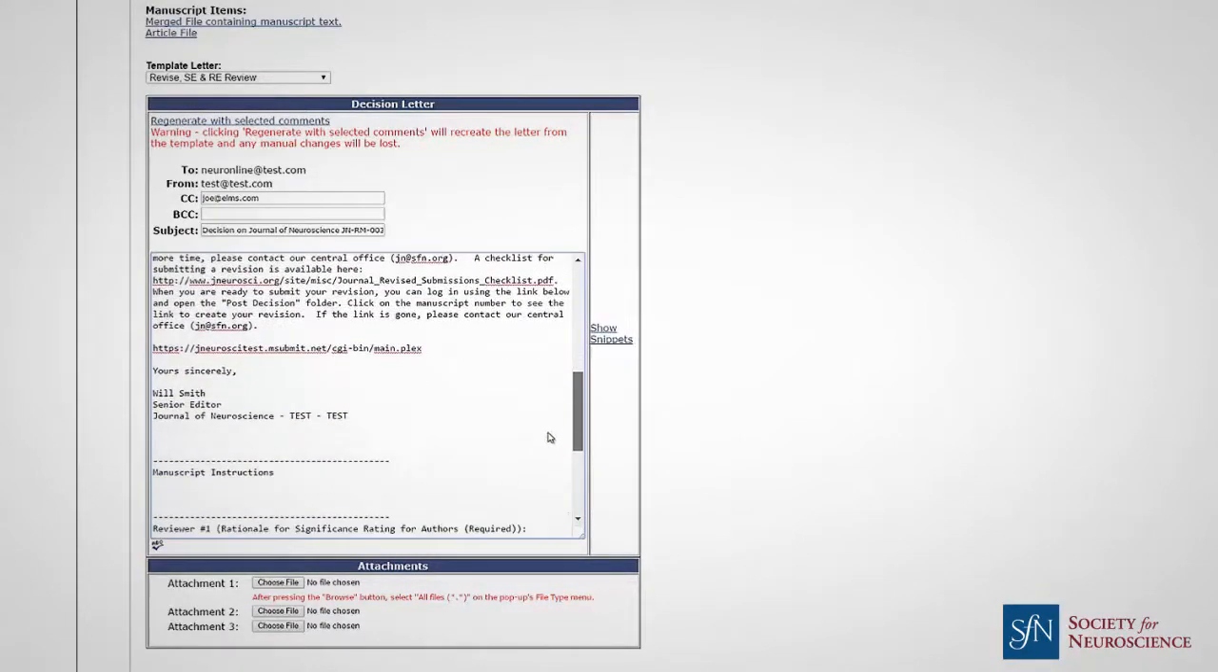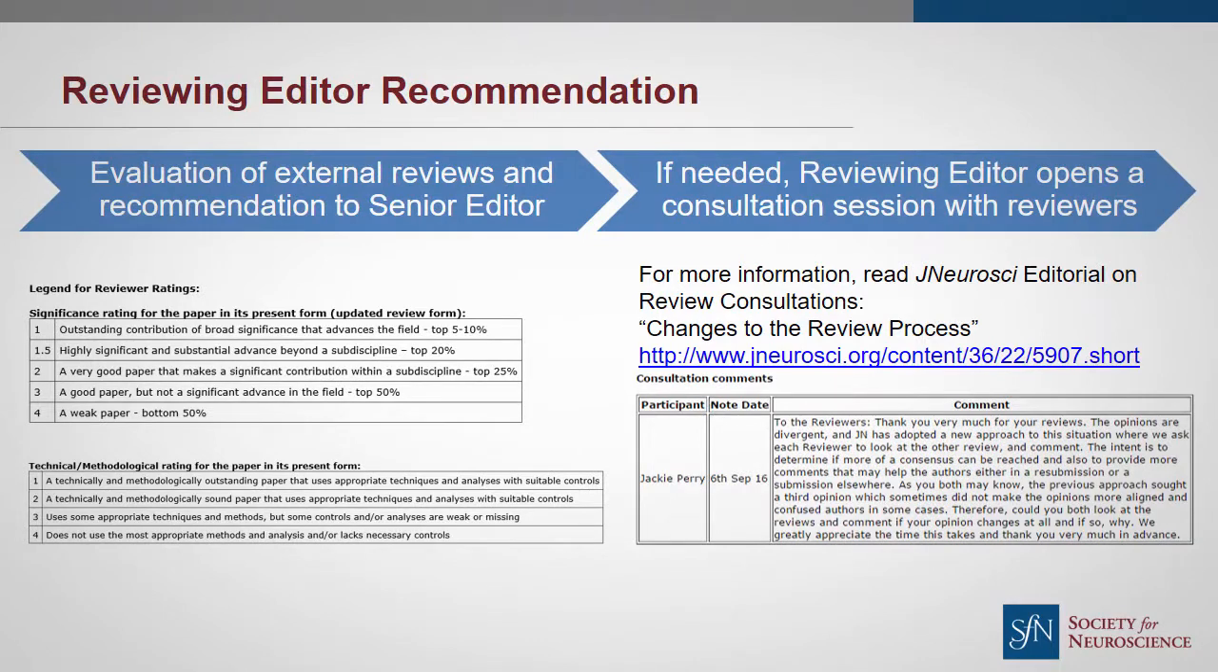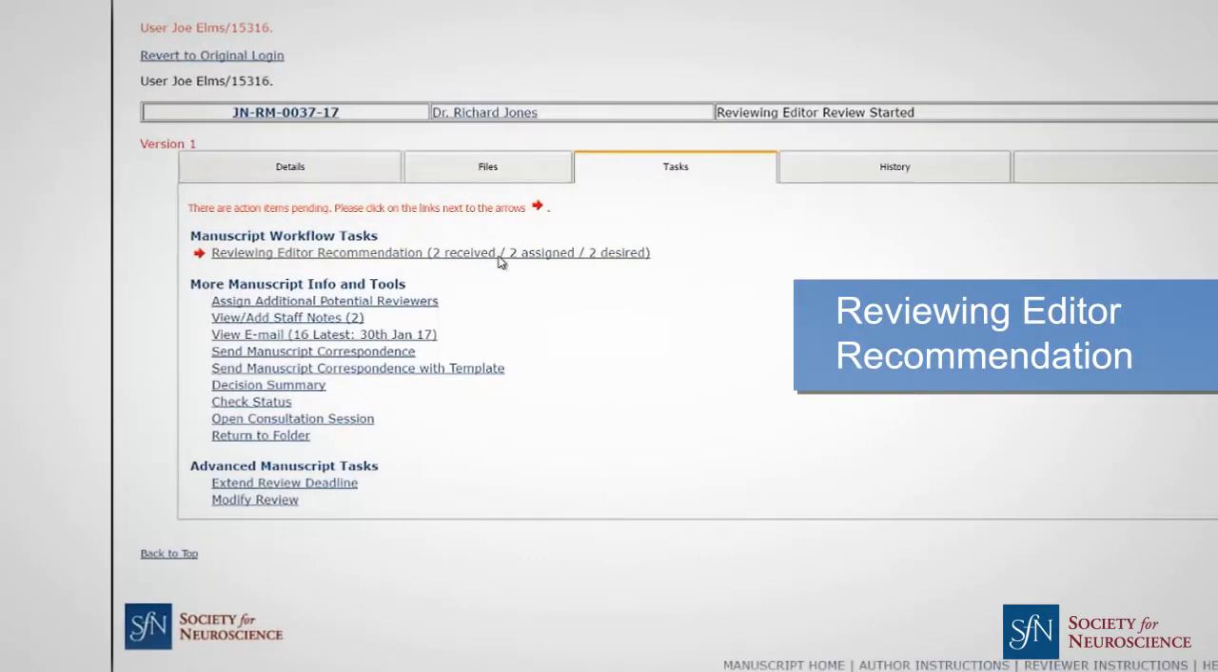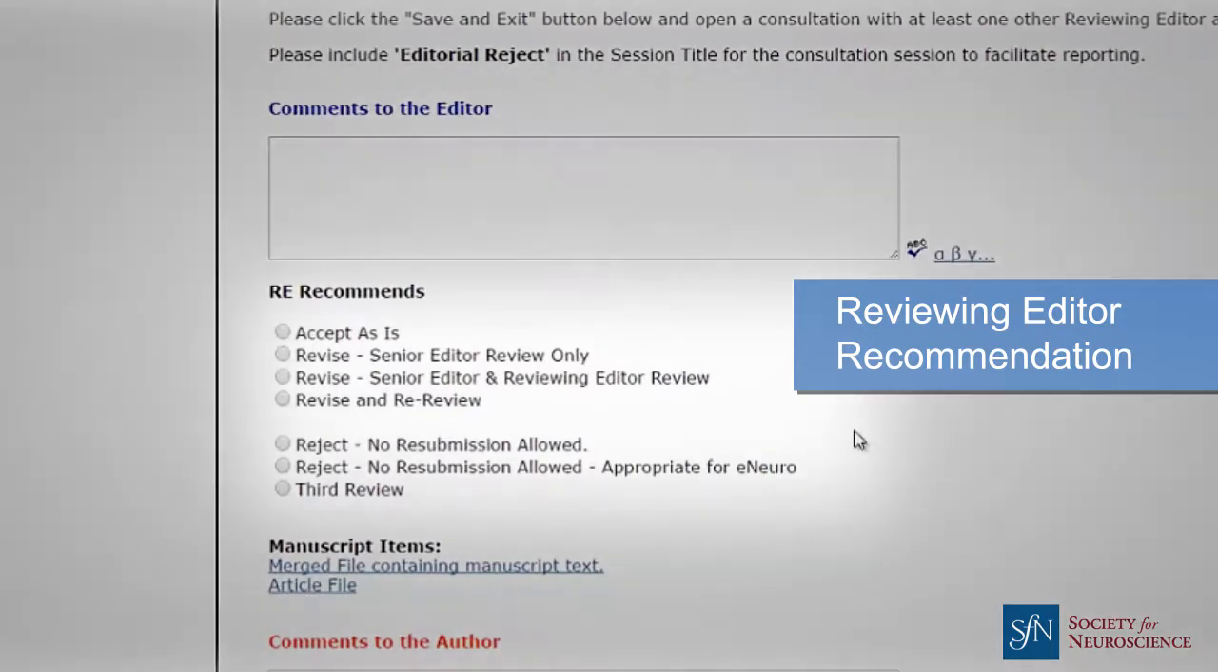Well-justified reviewer comments are especially helpful to both the editors and the authors. In cases where the reviewers disagree on the importance of the work, the reviewing editor can choose to open a consultation session with the reviewers in a blinded fashion. If the views of the reviewers are highly divergent, or if there isn't a consensus after a consultation and the editors don't feel qualified to discriminate between them, a third external reviewer may be appropriate. However, the expertise of the reviewing or senior editor will often be sufficient to make a final decision.